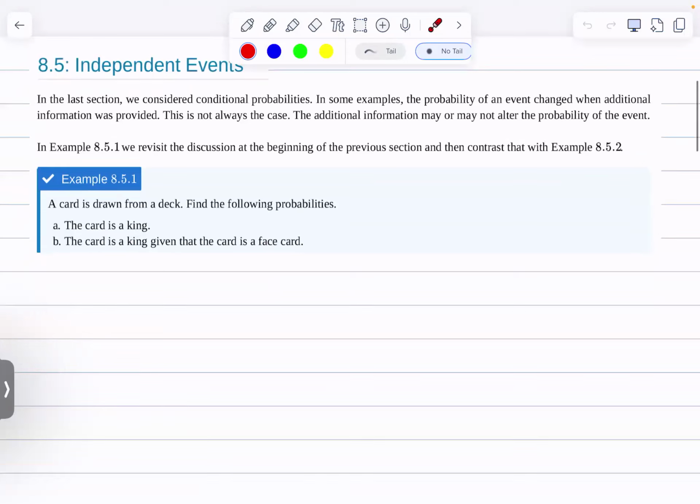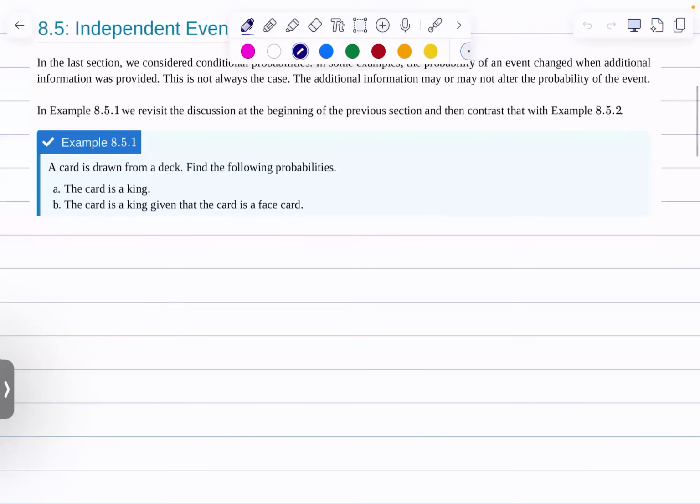And so here, let's start with a card is drawn from a deck. So you got a deck of cards, 52 cards, and we're going to find the following probabilities. Part A, we want to find the probability of a king. There are 4 kings out of 52 cards. You draw a card. The probability is going to be 4 out of 52.